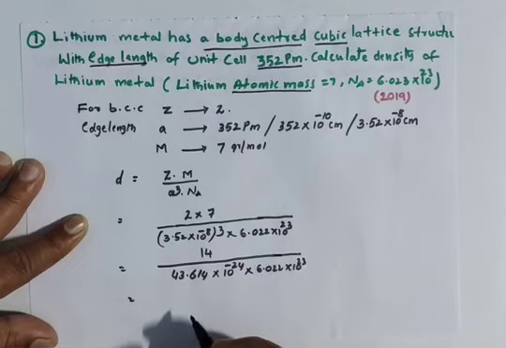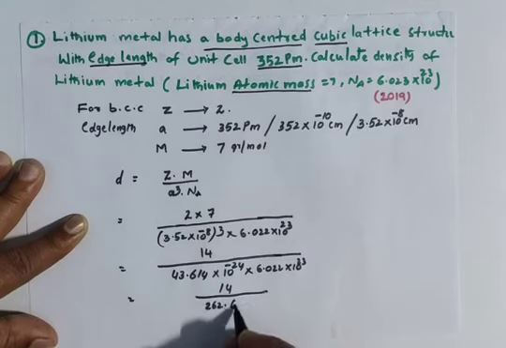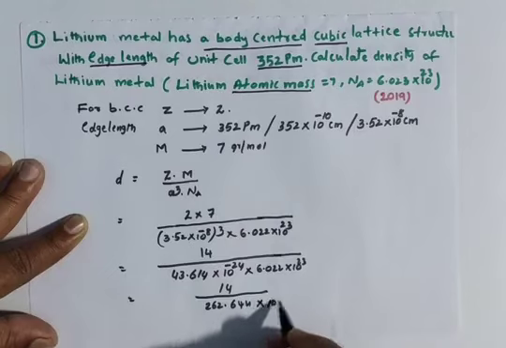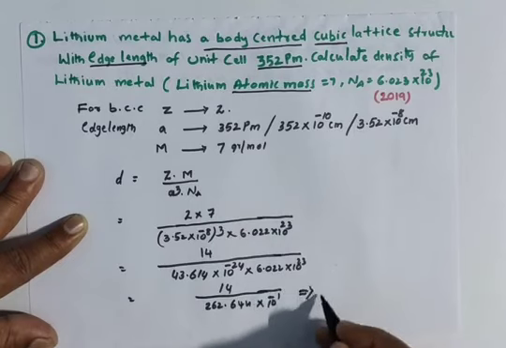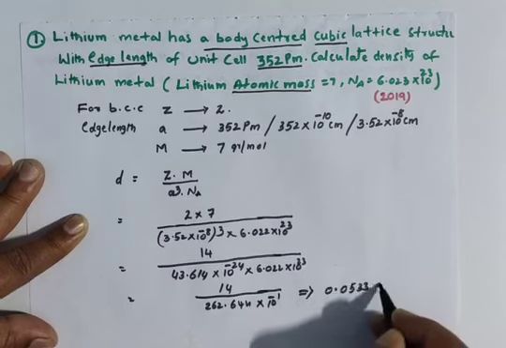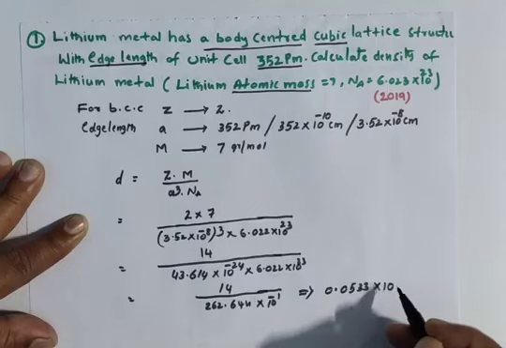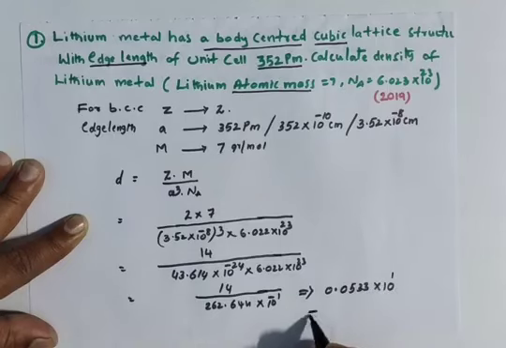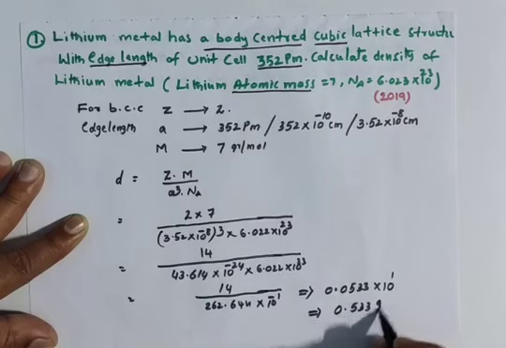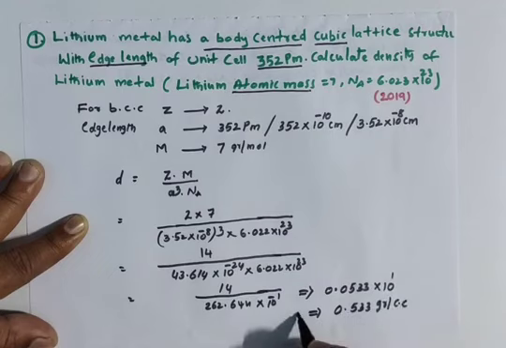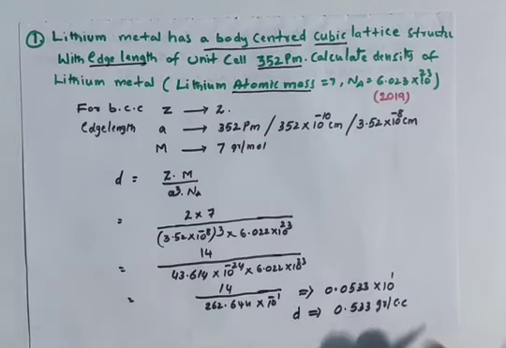Some more simplification you can do. You are getting 14 upon 262.644 into 10 raised to minus 1. That implies you are getting 0.0533 into 10 power 1, that implies 0.533 gram per cc. This is the density of the given crystal.